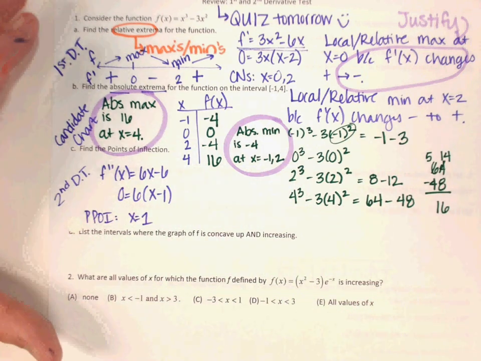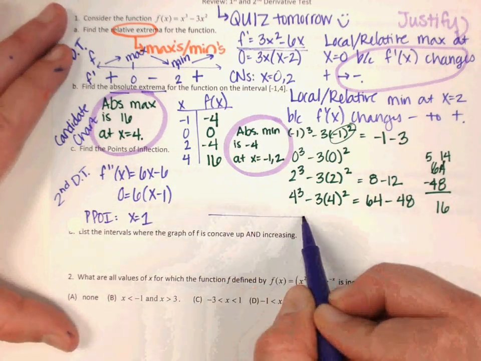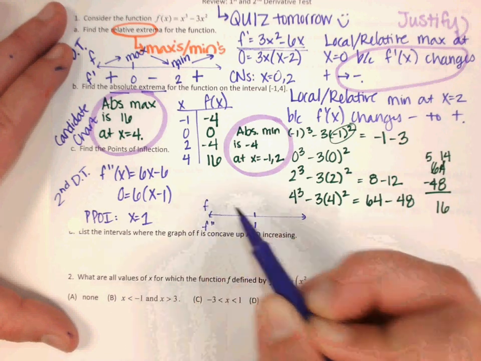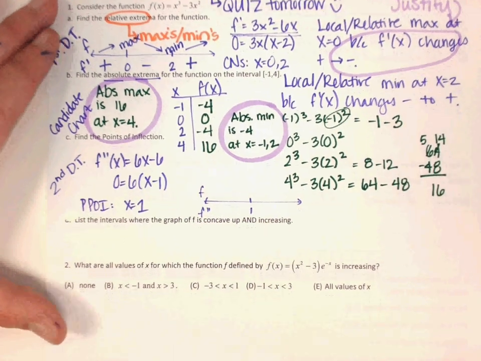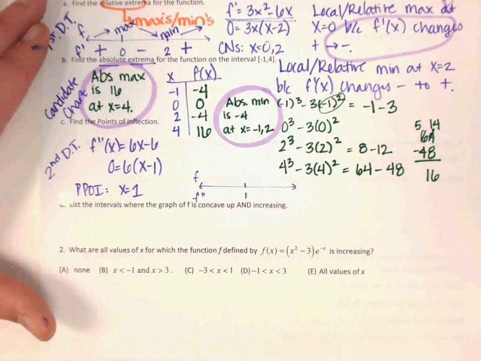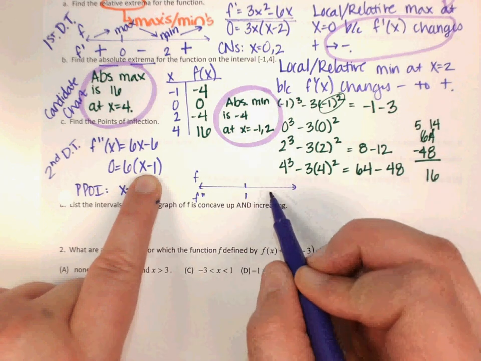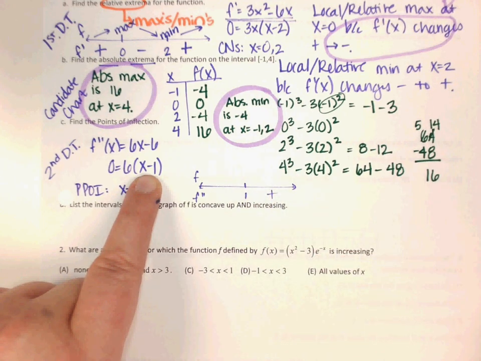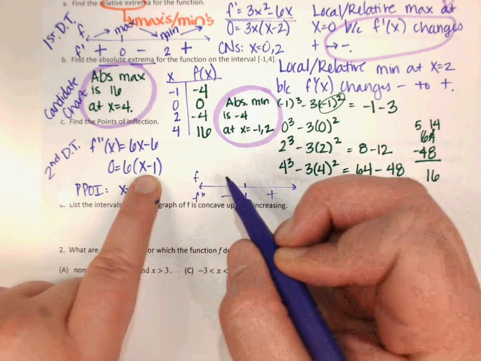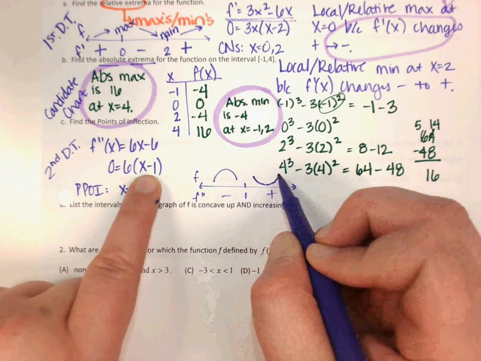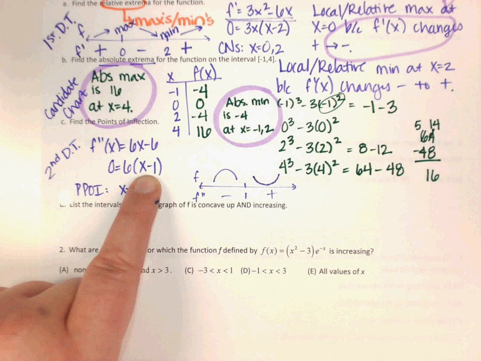Okay, from there I set up a number line chart. This is f double prime. It's going to tell me about f's concavity. Make sure you label. Okay, number bigger than 1, maybe I pick 2. What's 2 minus 1? Positive. Let's say on the other side, maybe I pick 0. What's 0 minus 1? Negative. When f double prime is negative, f is concave down. When f double prime is positive, f is concave up. So where is my point of inflection?